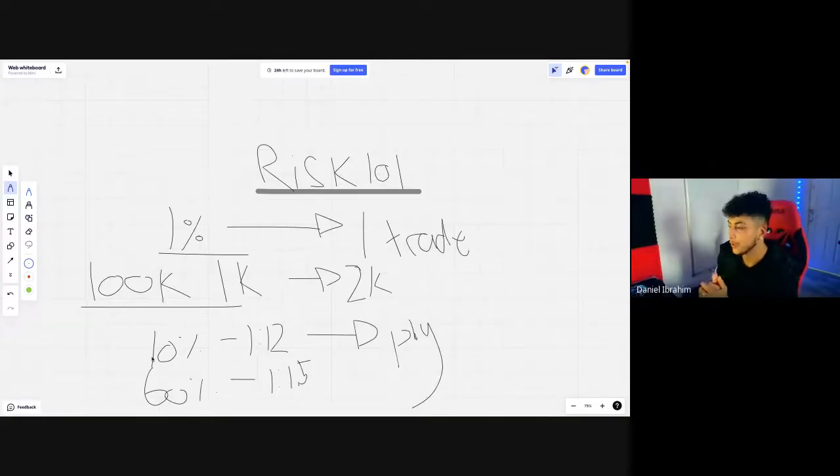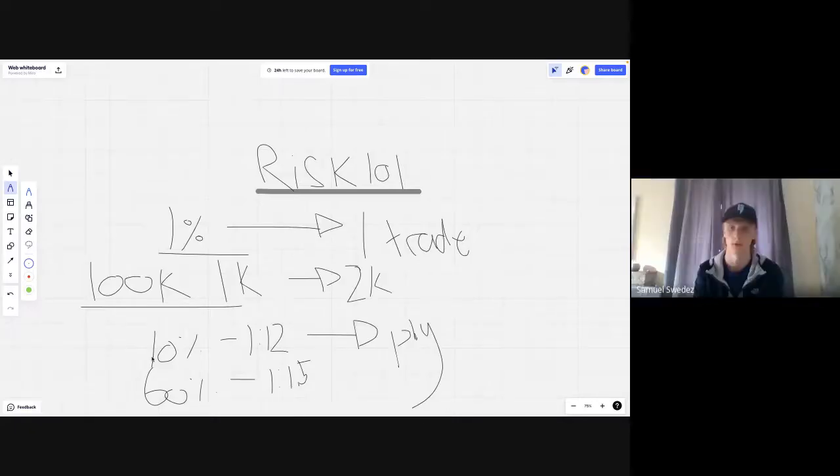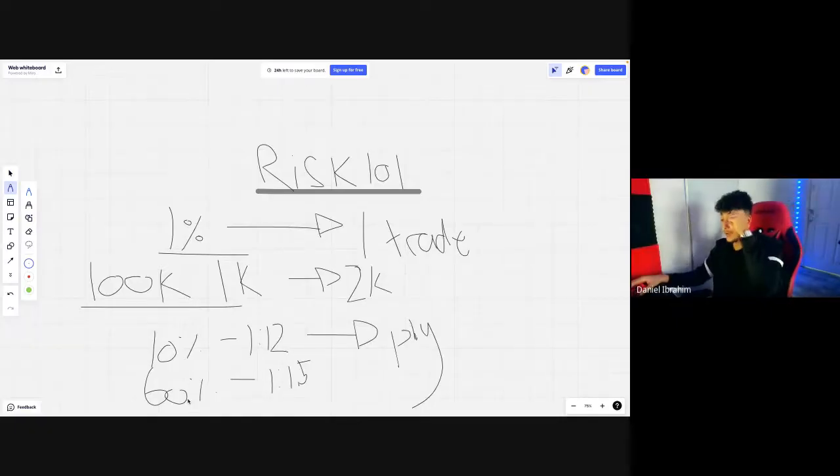Exactly. There's a lot that goes into it. Furthermore, are you still going to have an account at that point? If you've taken 40 consecutive losses and you're risking 1%, where's your account? Yeah, exactly. There's a lot that goes into it.